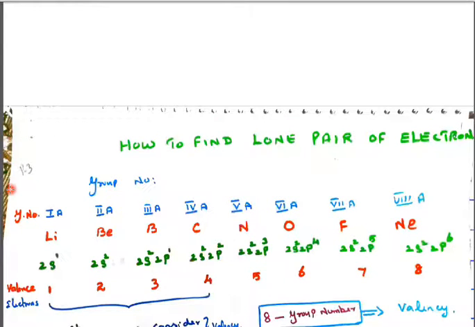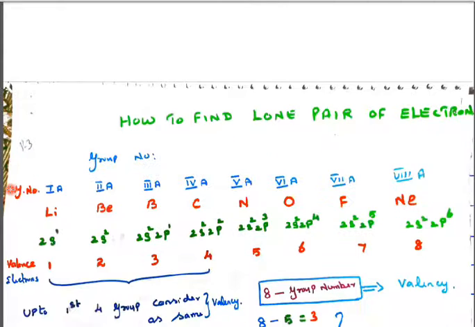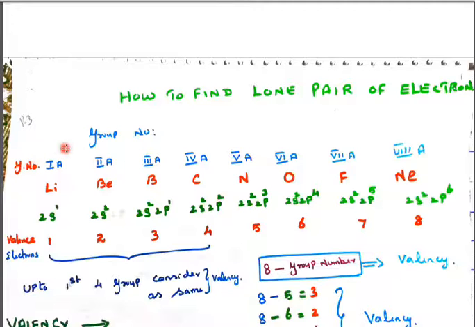Next, how to find lone pair of electrons. So this chart, you remember, the group number: 1A is the lithium family, 2A is the beryllium family, 3A is the boron family, 4A the carbon family, 5A the nitrogen family, 6A the oxygen family, 7A the halogen family, and the noble gases are the 8A family.